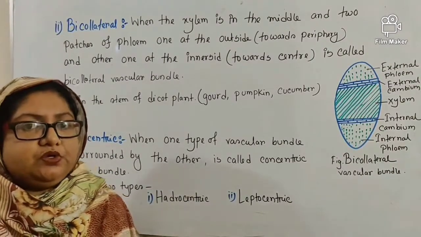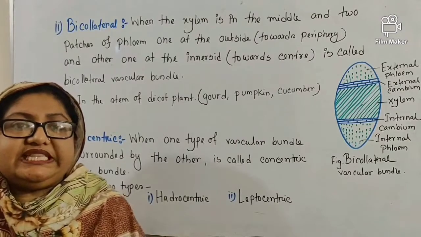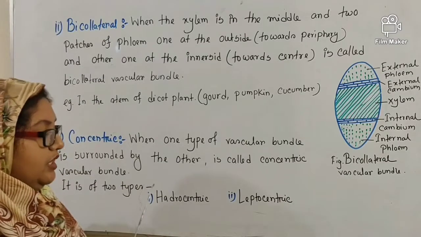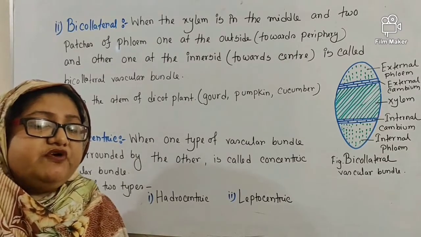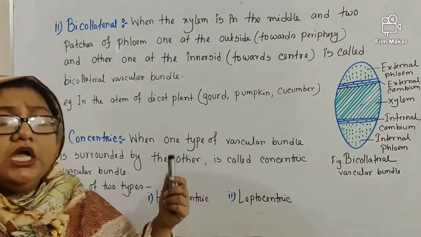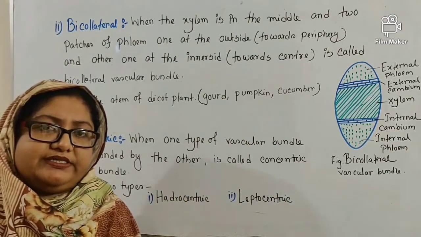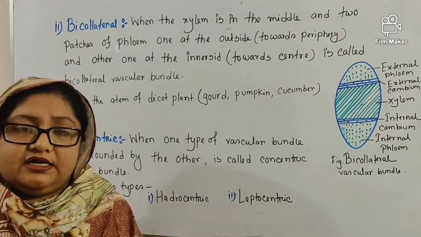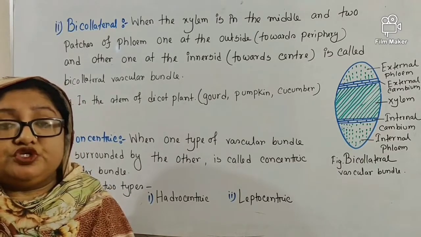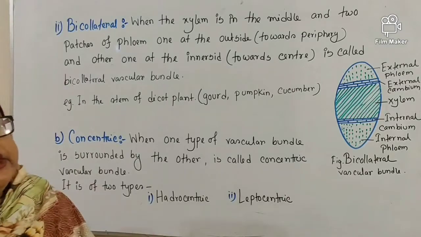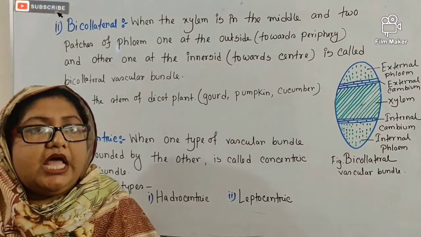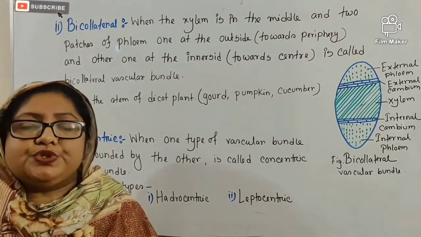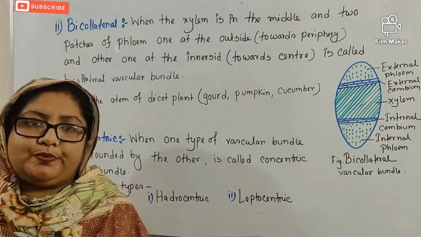Bicollateral. Before explaining bicollateral, I want to mention one important thing: the open collateral vascular bundle is mainly found in the stem of gymnosperms and dicot plants. As you have seen in the examples, Cycas and Pinus are gymnospermic plants. Then, in case of closed collateral, you have seen the examples: paddy, maize, wheat. So these are found in the stem of monocot plants.